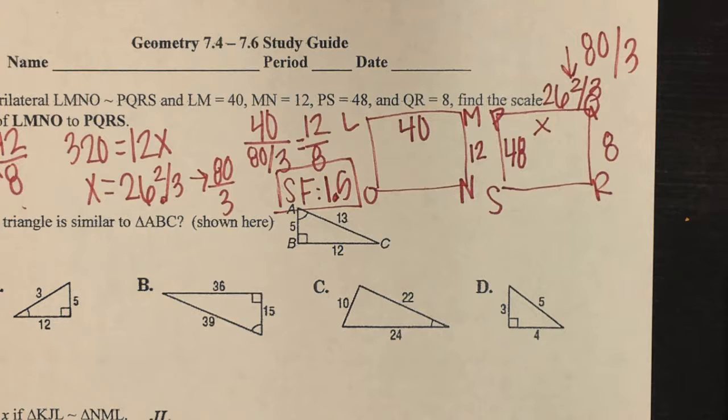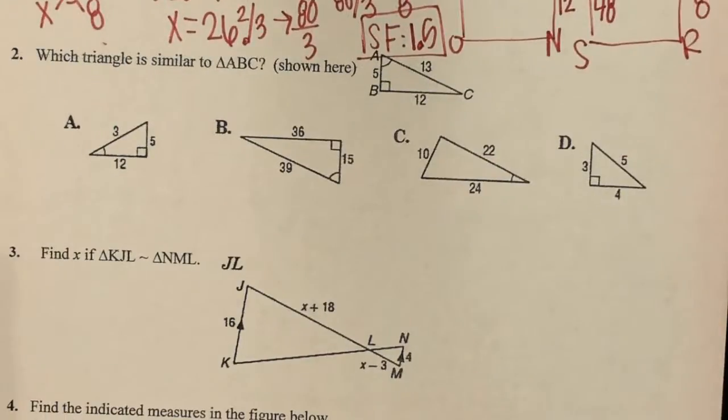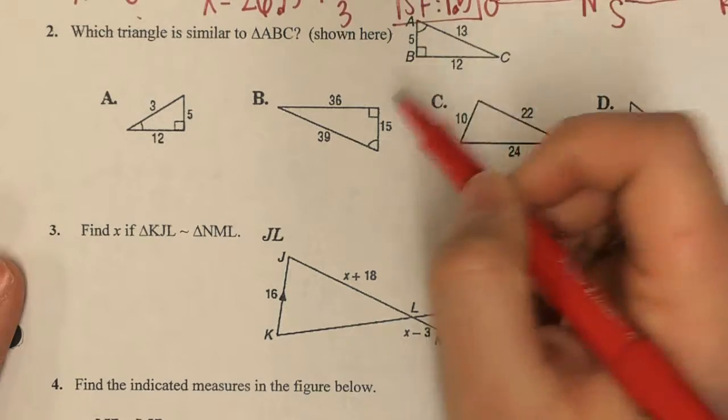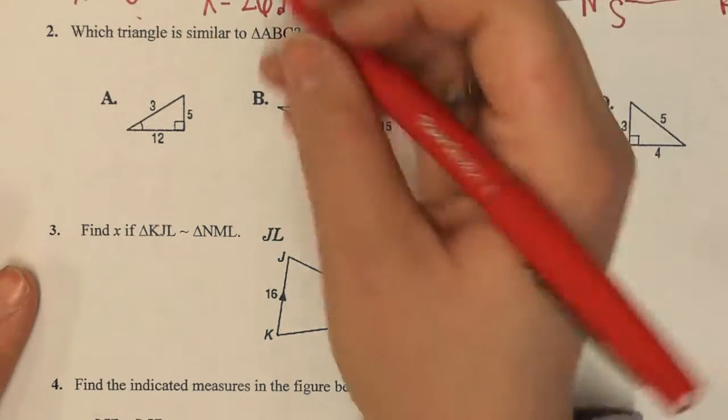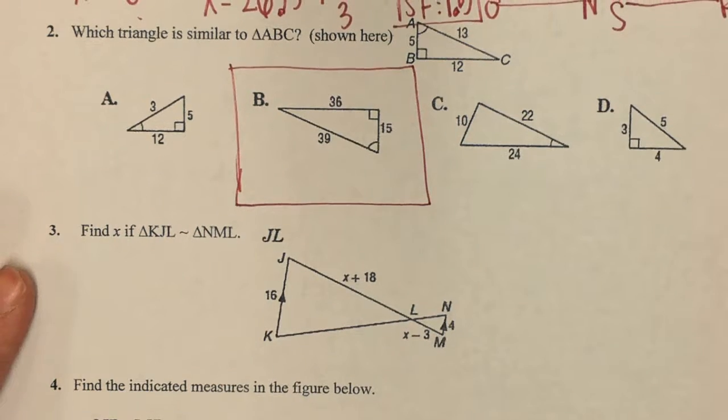Is it going to be more like this one? No. Which triangle is similar? Triangle ABC shown here. Which one's similar? B. Good. How did y'all know this one was similar?